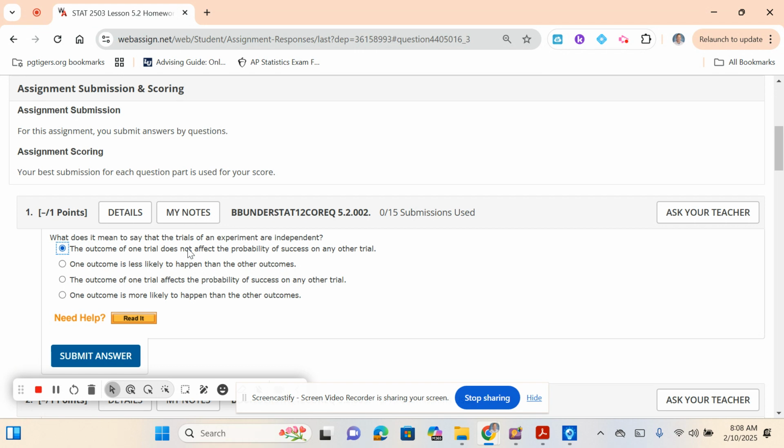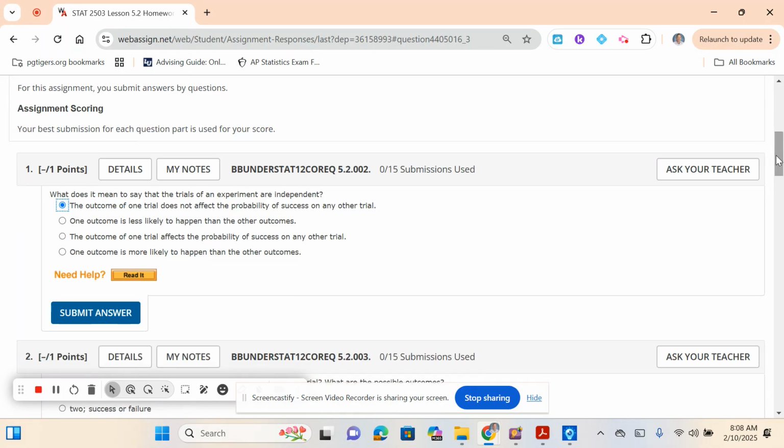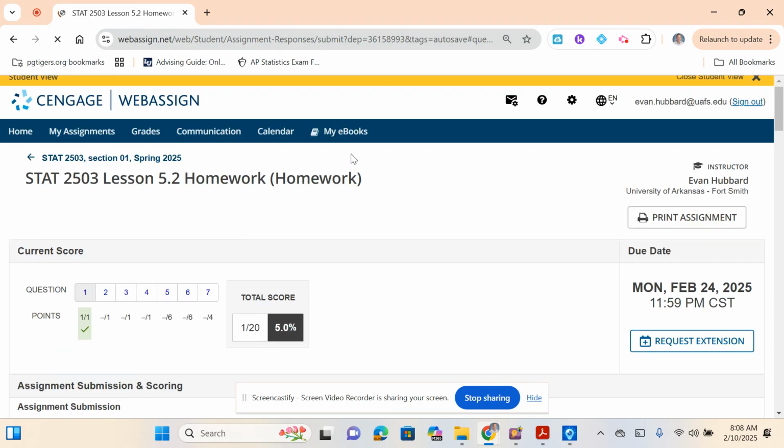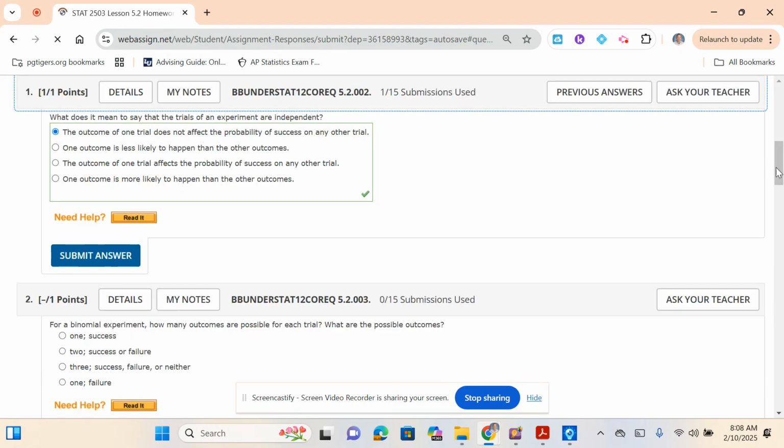So if I get heads on the first one, that doesn't change the probability of me getting heads on the second one. It has no impact. So from trial to trial, there's no impact on the probability based on the previous outcome. So that's what that means.